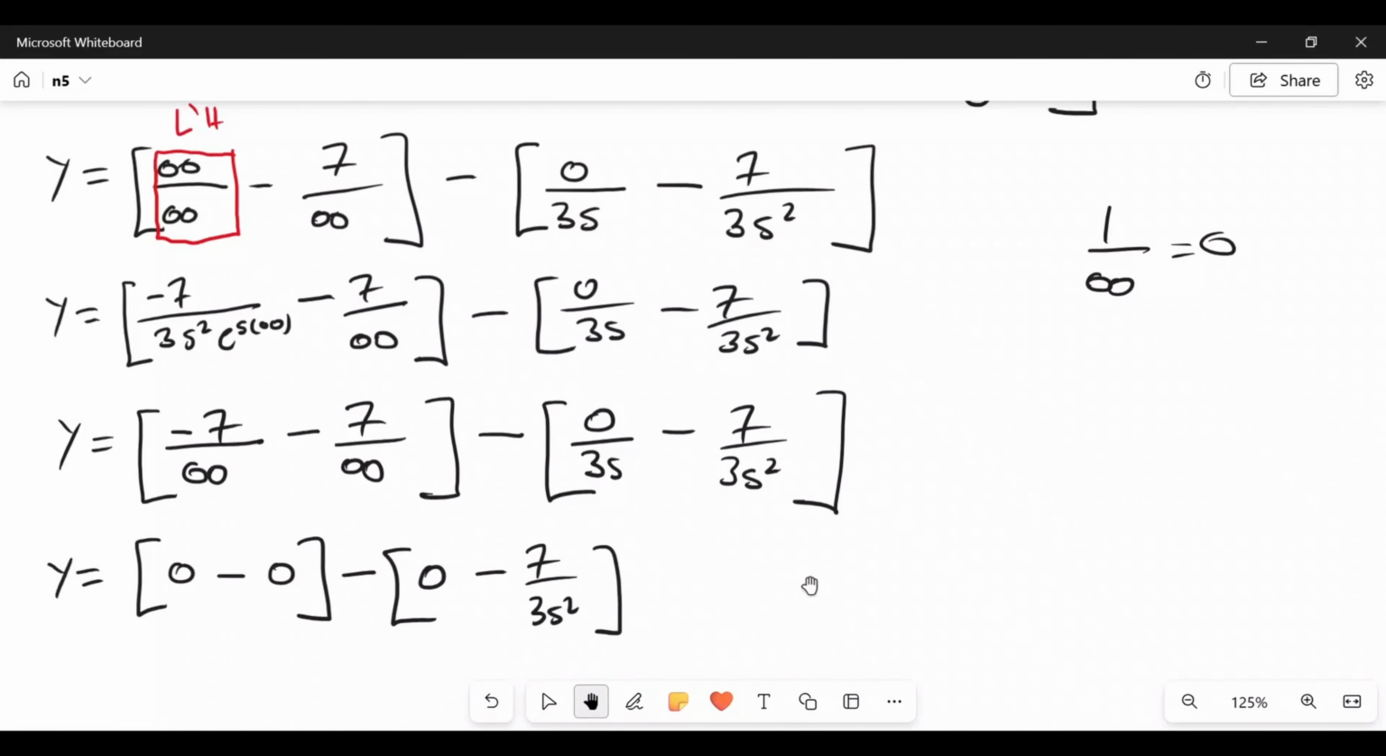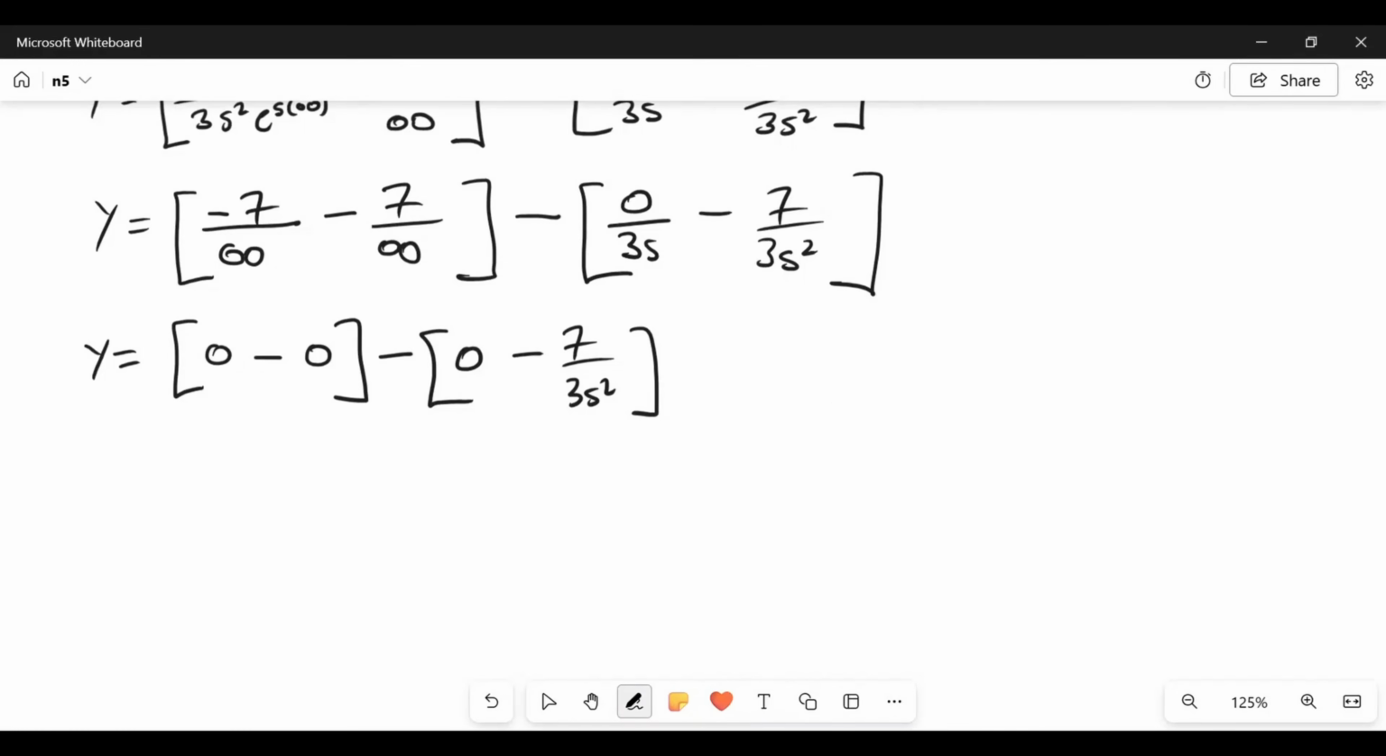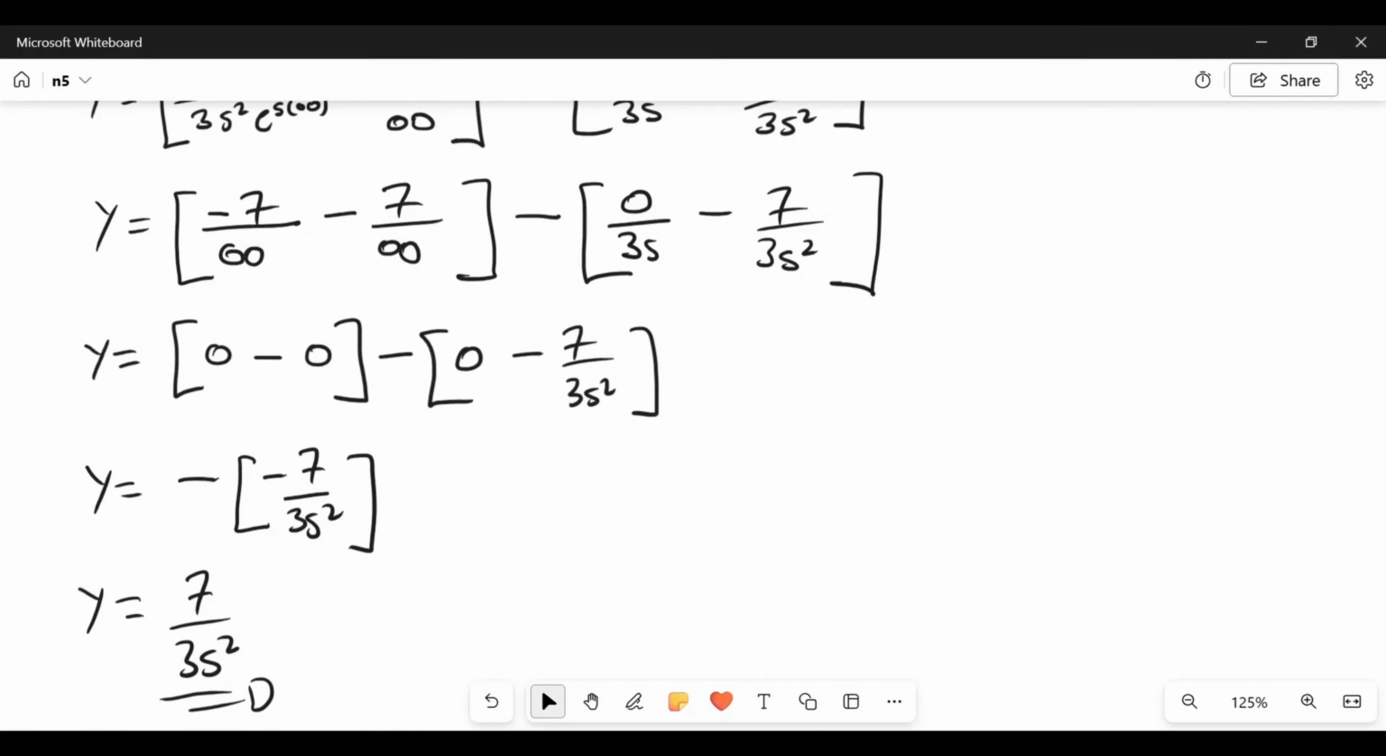There we go. Let's create space. You'll be left with y equaling, the whole of this bracket is 0. So even if you don't write it, it's fine. Minus this, minus here, and then we have 0. Even if you don't write it, we're fine. We'll be left with negative 7 over 3s squared. And then we multiply by minus. Our final answer is going to be positive 7 over 3s squared. So this is our final answer, guys.